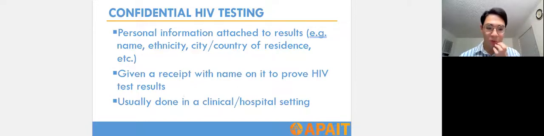All right, so now we're going to move on to types of HIV testing. There are 2 types of HIV testing. The first is confidential HIV testing. A person's personal information is collected and attached to results. Personal information can include name, ethnicity, city and/or country of residence, etc. They are given a receipt or card with their name on it to prove their HIV test results. Confidential testing is usually done in a clinical or hospital setting.